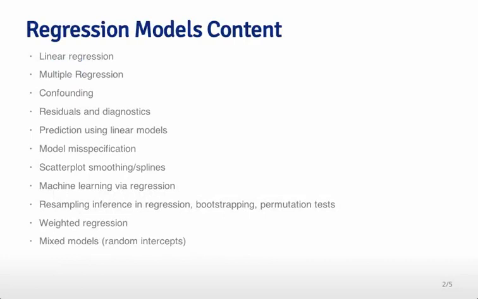And as communication is a critical component of data science, that makes regression models a critical component of the toolbox. So this course will cover linear regression and multiple regression, ideas like confounding, which we'll see a little bit in this class even, some prediction using linear models, scatter plot smoothing and splines, and then resampling inference and maybe even weighted regression.